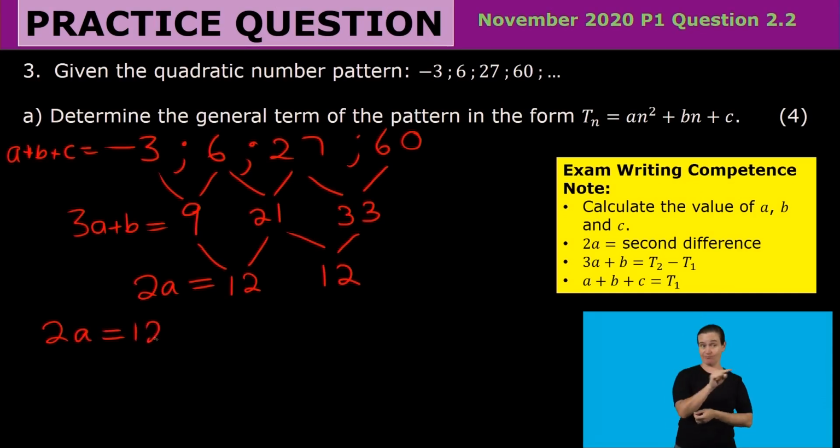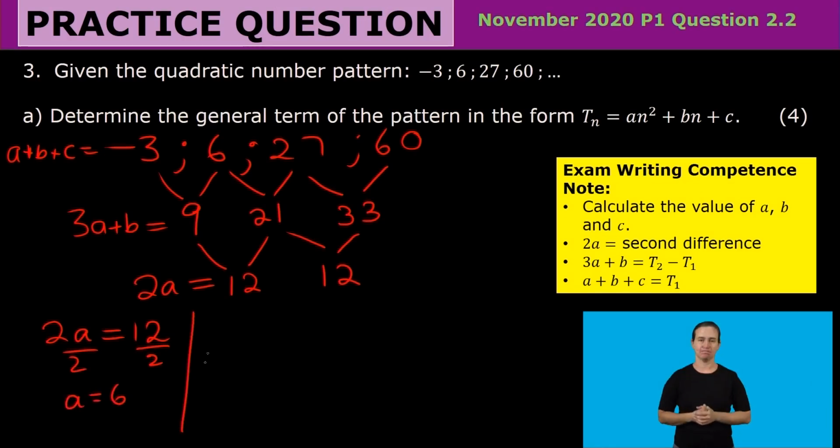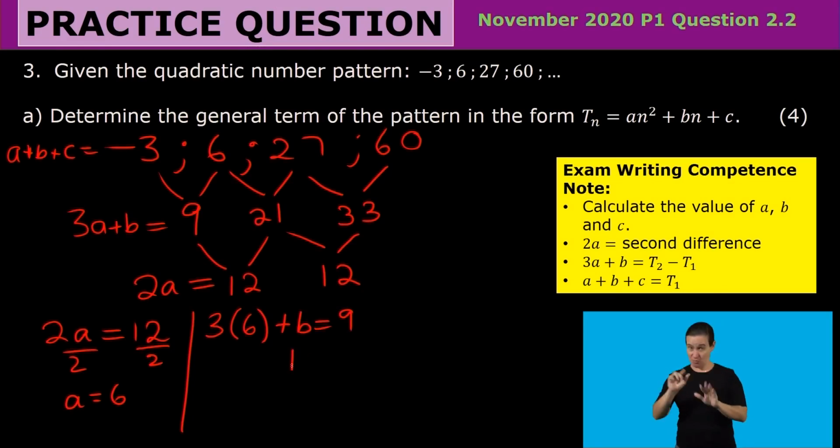So 2a is equal to 12. If we divide both sides by 2, that means a is equal to 6. Then we have 3a plus b. Of course, we're just going to substitute that a. And when we add b, that should be equal to the 9. Then 3 times 6 is going to be 18. That means that b is going to be equal to -9.